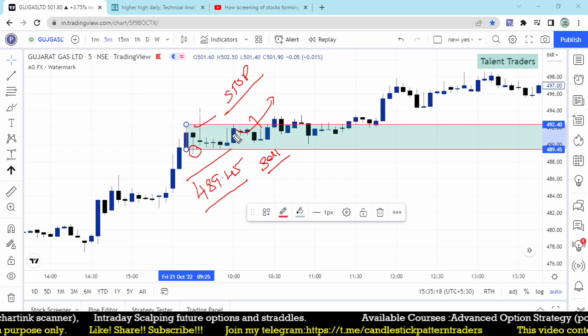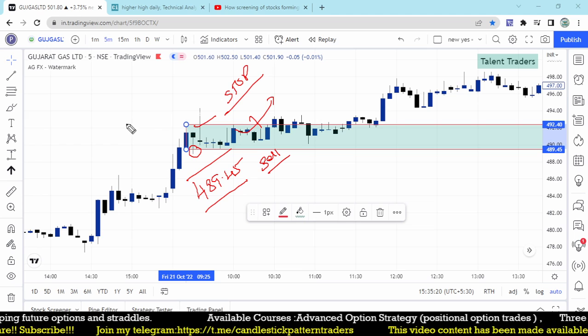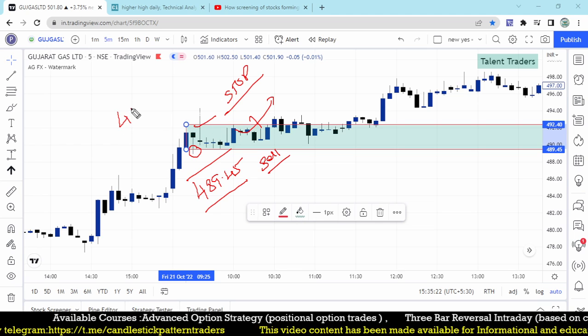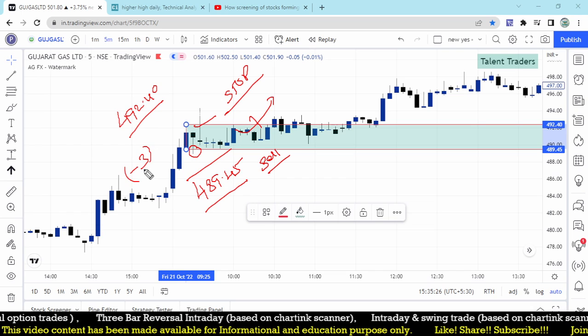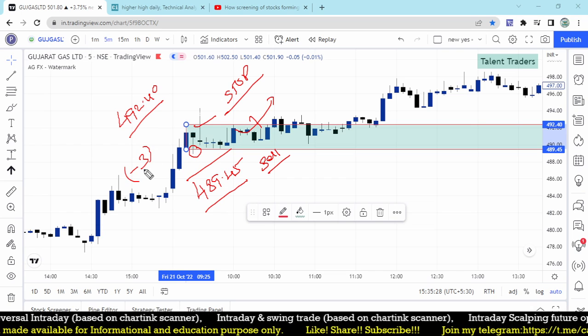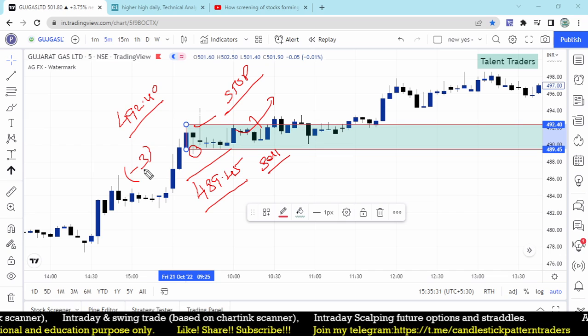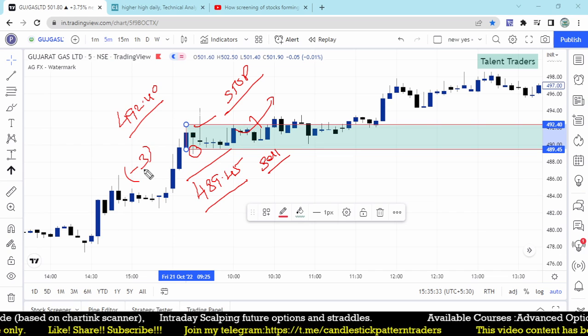Initial trade got stopped, and the second trade where we got opportunity around that 492.4. So we already lost 3 rupees at this trade. We already lost 3 rupees, and there is a chance to recover that loss. What happened on the same stock?